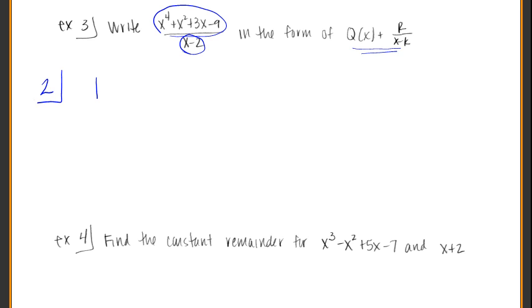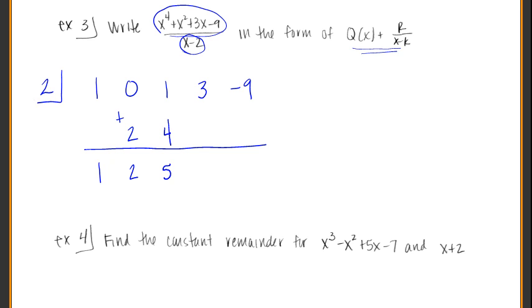1 for the x to the fourth, there's no x cubed, there's 1x squared, there's 3x, and there's a negative 9. Let's draw our line, drop the first number as is, multiply it to the box, add it up. Multiply and add, multiply and add. So 26 minus 9 is 17. Okay, so that last little bit is our remainder, and here is our quotient.